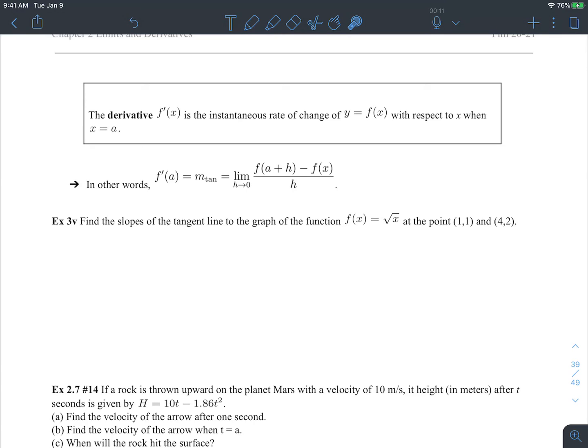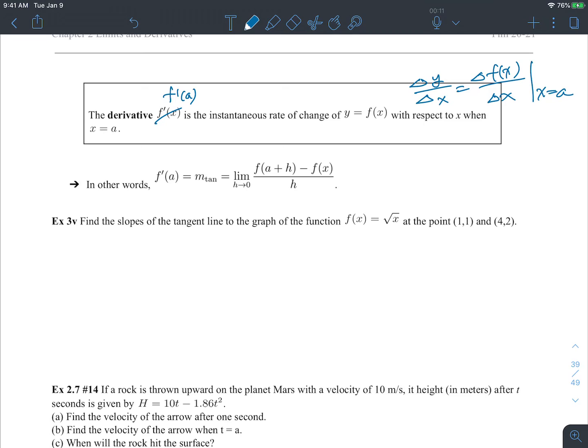Well, I'm sorry. There's a typo here. That should have been f prime of a. Sorry about that. So basically what that's saying is this change in y over change in x, which is change in f of a over change in x. Or you could think of it as change in f of x and then replace the x with the a.